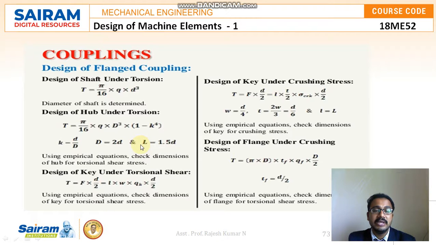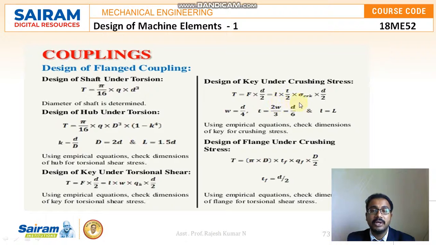And next is the design of the key under torsional shear, that is T is equal to F into D by 2, that is T equal to L into W into Q into D by 2. So using these equations, we will be checking the dimensions of the key for the torsional shear stress. Next one is the design of the key under the crushing stress. Like how we check under torsional, even under crushing also we will be checking, where T is equal to F into D by 2.